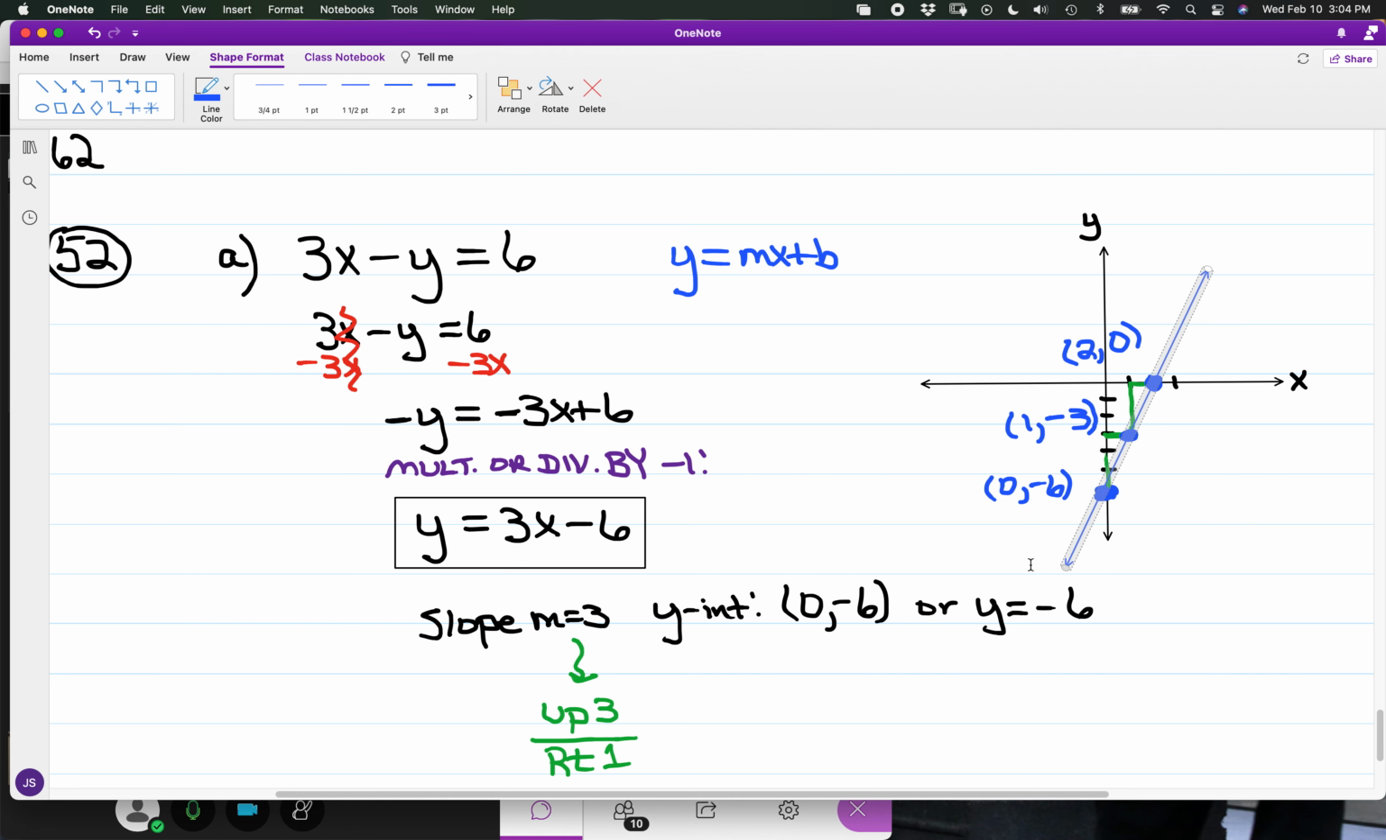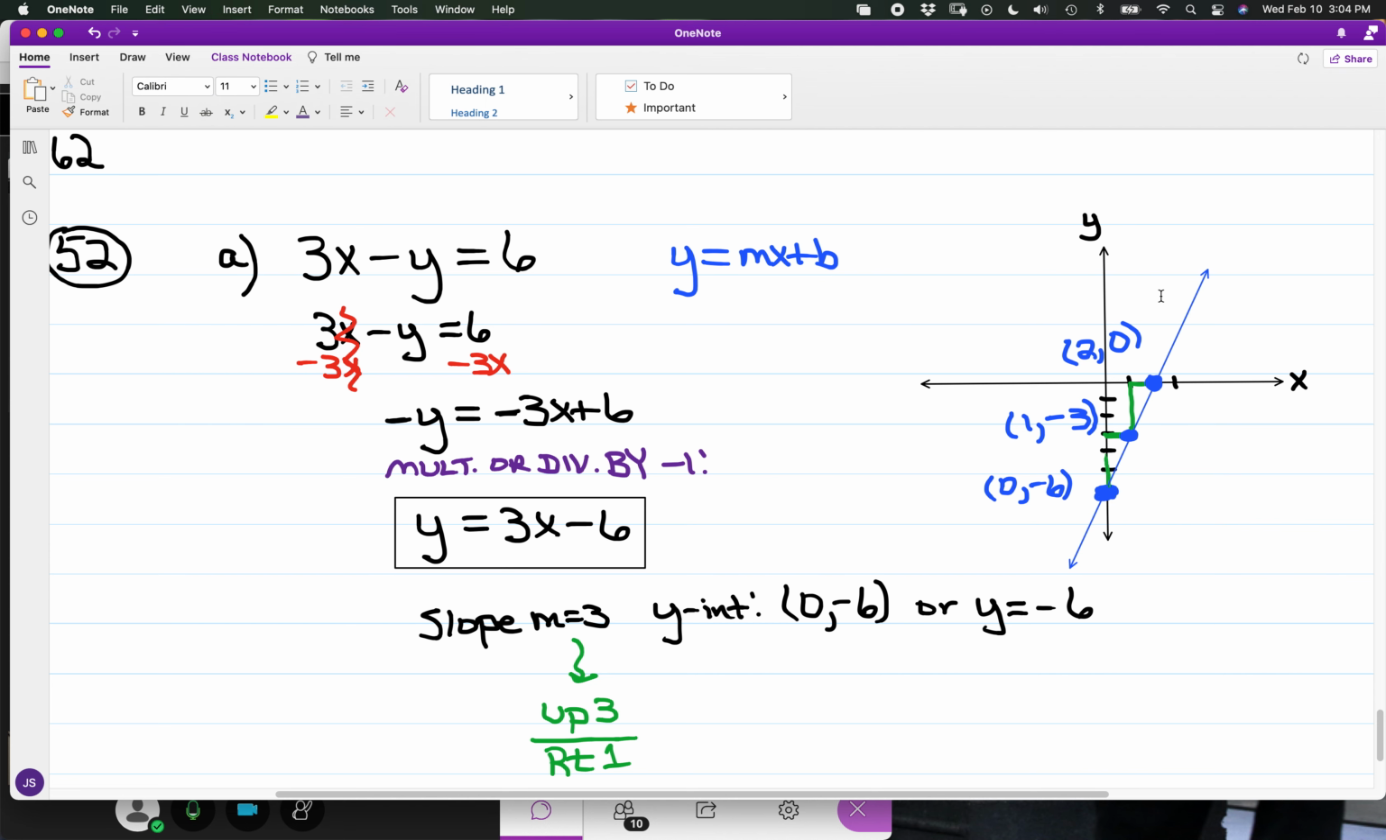And so for the line here, I'm going through these points among infinitely many others. So you have the trend up 3, right 1, up 3, right 1, and the up 3 adjusts the y value, and then the right 1 just increases the value of x 1 at a time. So along with 0, -6, you have 1, -3, and 2, 0, also among infinitely many other points that will make up the graph of 3x minus y is equal to 6, which we have translated in slope-intercept form as y is equal to 3x minus 6.